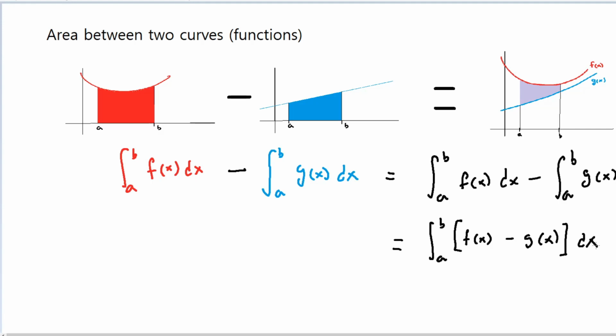dx. Now let's look a little bit more closely at this equation. F of x is your top function. G of x is your bottom function. So given any type of function, to find the area between two curves, it will be a definite integral from a to b of whatever your top function is minus your bottom function.